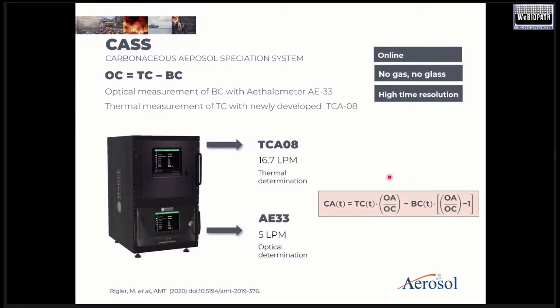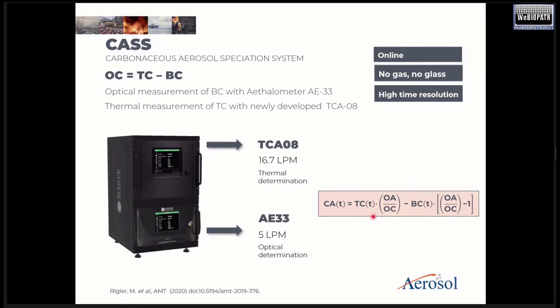What we developed recently is a combination of two instruments. One is the very well known Aethalometer, measuring optical absorption at 7 different wavelengths in real time, in combination with the newly developed Total Carbon Analyzer. This measures the total carbon in high time resolution, so every 20 minutes or every half an hour. You can have a real-time apportionment of total carbon into organic carbon and black carbon.